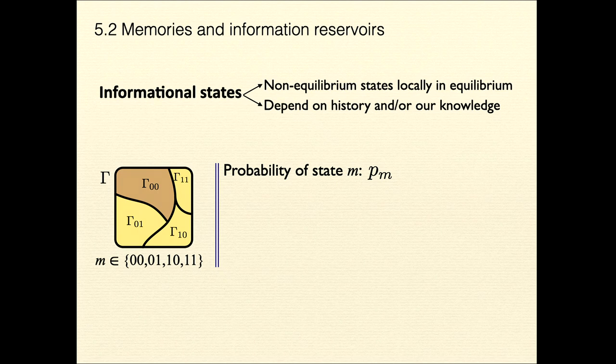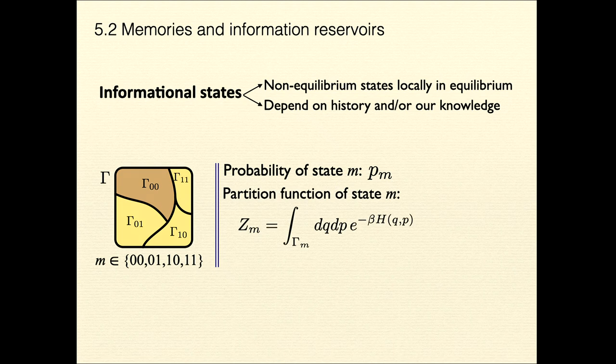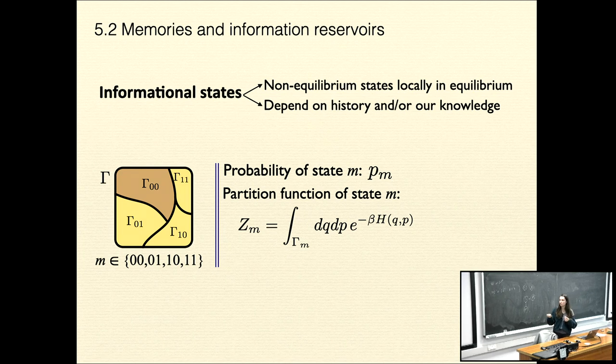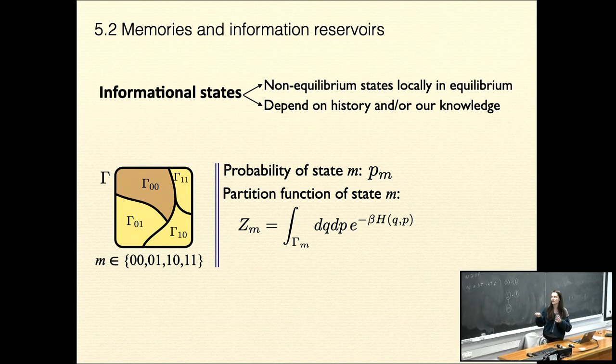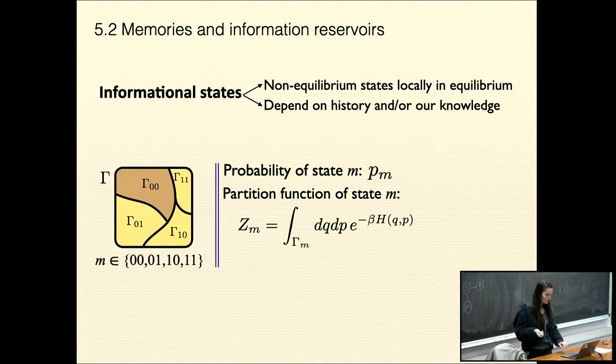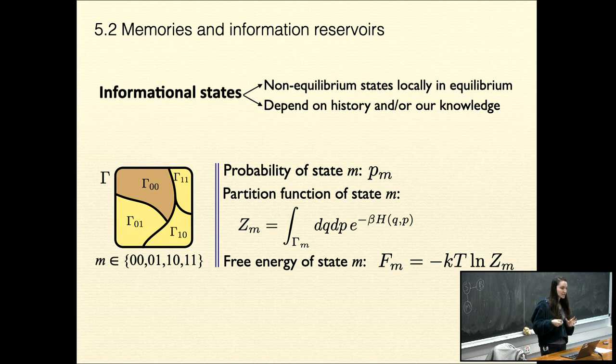So to each informational state, I can associate a given probability. But we should remember that these informational states are made of many different microstates. If we look at the partition function for a given informational state, so for instance, I say my memory is in zero, the partition function of your memory in the state zero would be this, if you put m equal to zero, of course. And then the free energy associated to one given informational state, we just have this definition.